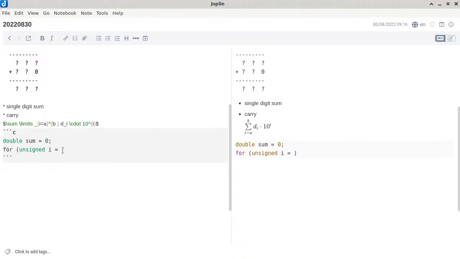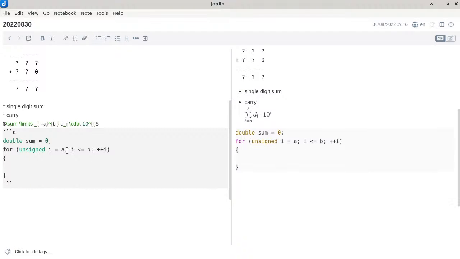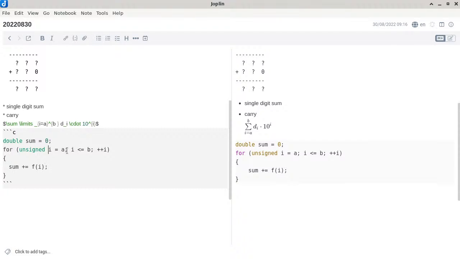So now we initialize I, which is an index variable, to a. And as long as I is less than or equal to b, we continue the loop. And with each iteration, we increment I. And in the loop itself, the only thing we're going to do is to say sum plus equal to f of I. Yes, I have not changed the other one to also refer to f of I.